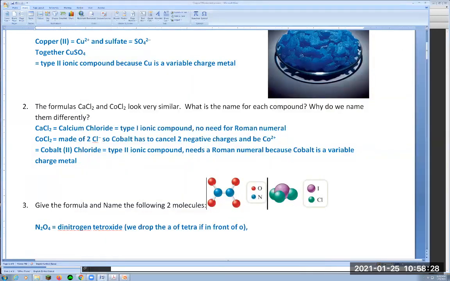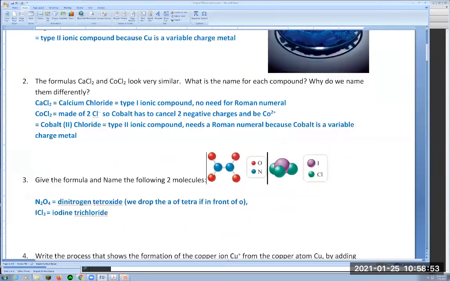So it's going to be iodine, and there is only one, so we should use the prefix mono. However, when you have mono for the first element, we omit it completely. So we will not say monoiodine. We will just say iodine, and then tri, and chlorine will become chloride. So iodine trichloride. That's the name. Iodine trichloride. So these two were type 3 compounds.